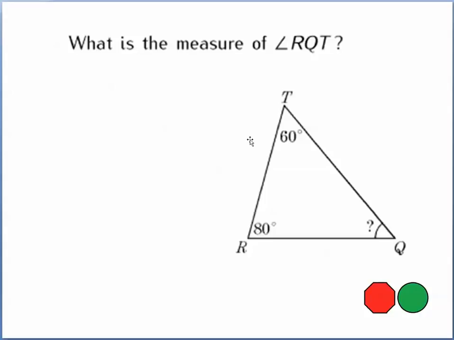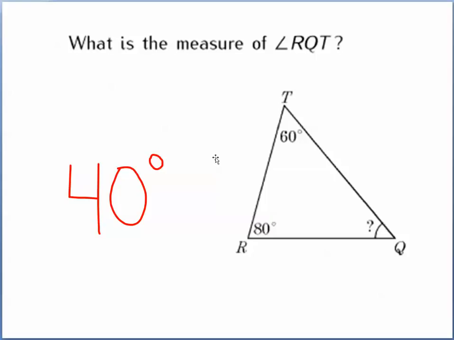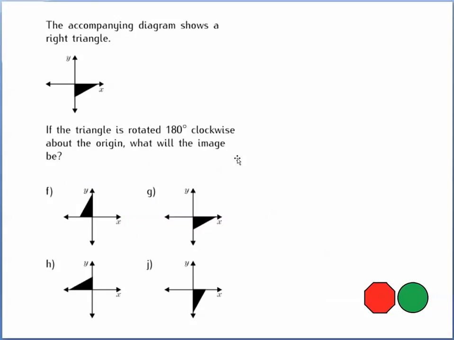All right. Angle Q, or sometimes called angle RQT, is 40 degrees because the internal angles of all triangles in the known universe sum to 180. All right, click on the stop sign. All right, let's see how you did.